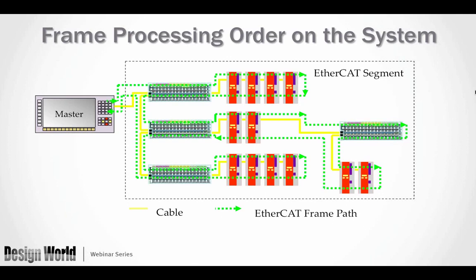input data. So a single frame can service all these devices at once, but regardless of whether they're addressed or not, the frame goes through the network in the same exact order every single time. And that's important for propagation delay measurement and for distributing time, as you'll see coming up.